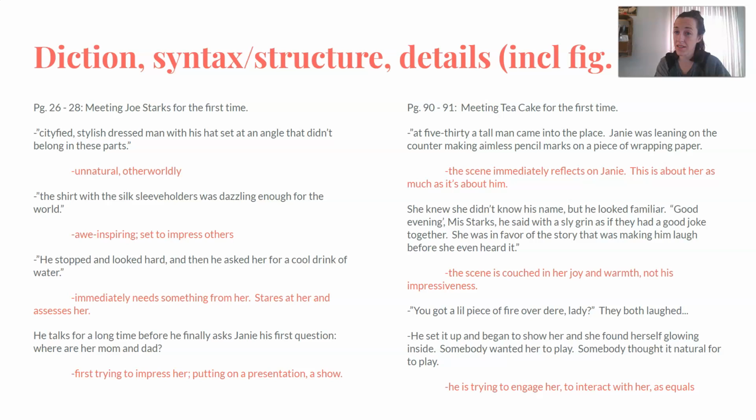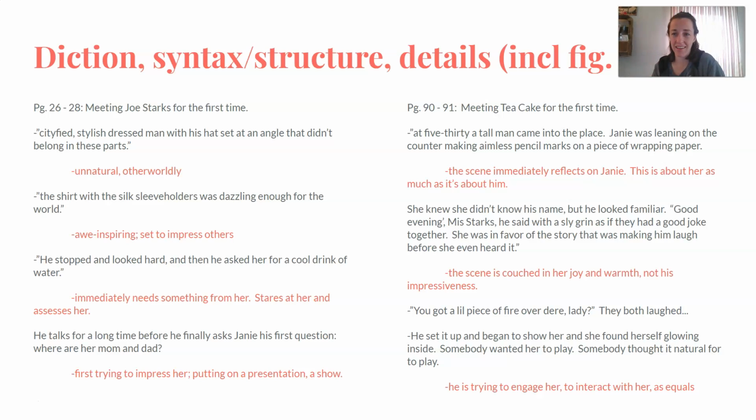He is trying to put on a presentation. He's trying to put on a show. He is trying to win her. It's not about Janie, who she is, how she's going to reveal herself to him. And indeed, he never really becomes too interested in all of that. She is a prize, and he wants to win the prize.